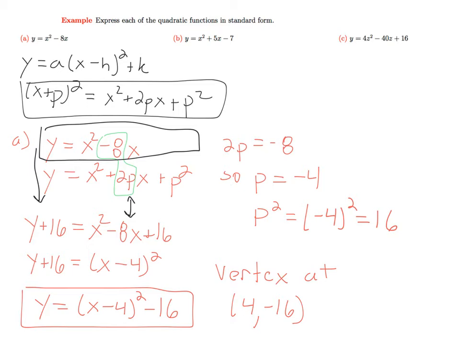So the real key here was figuring out how to take our original expression on the right side and write it as a perfect square. The key there was recognizing that if we add 16 to both sides, that's going to complete the square on the right side. Let's take a look at part B next.